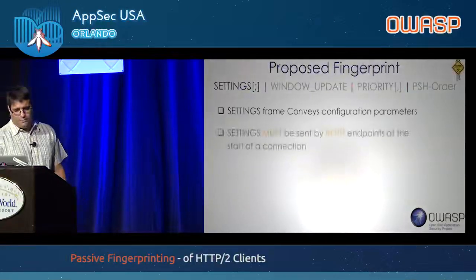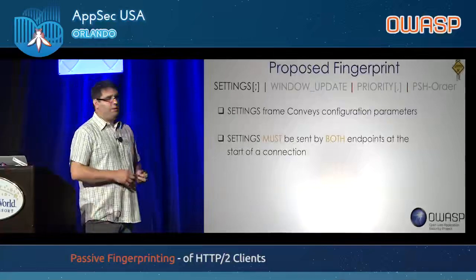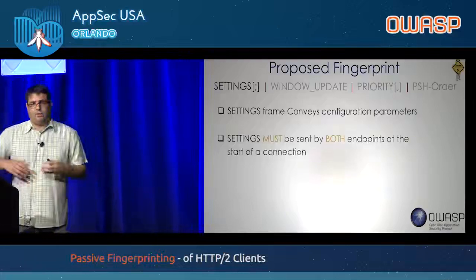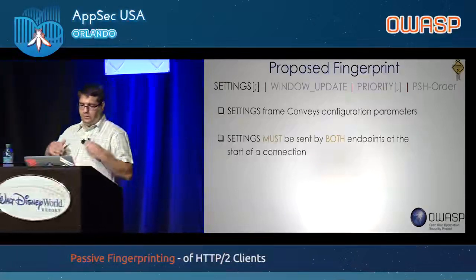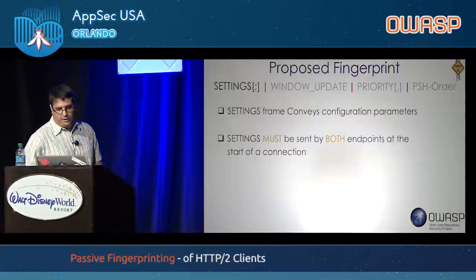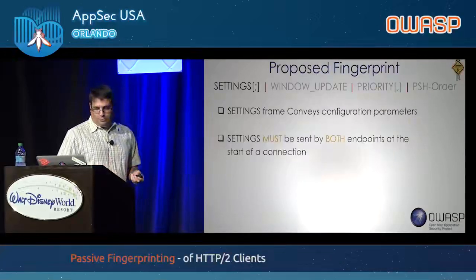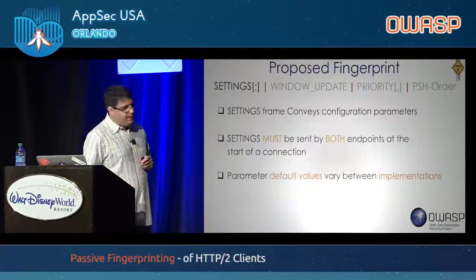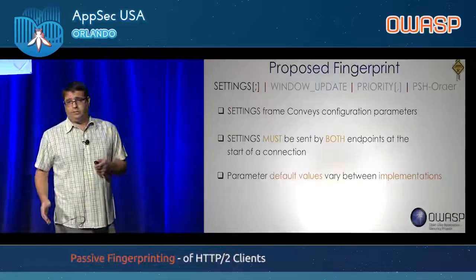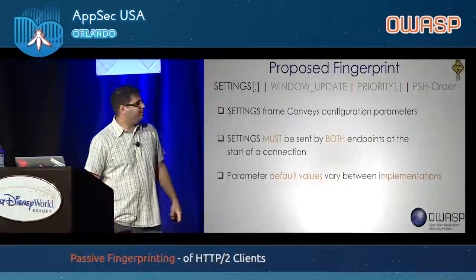So settings frame. As I've said, it conveys key and value parameters and their values that relate to the connection. It could be either flow control or the way that streams should behave, or things like enabling server push, yes or no. The default values of the parameters would vary between implementations, and that's perfect for fingerprinting. I'll show you an example in a minute.